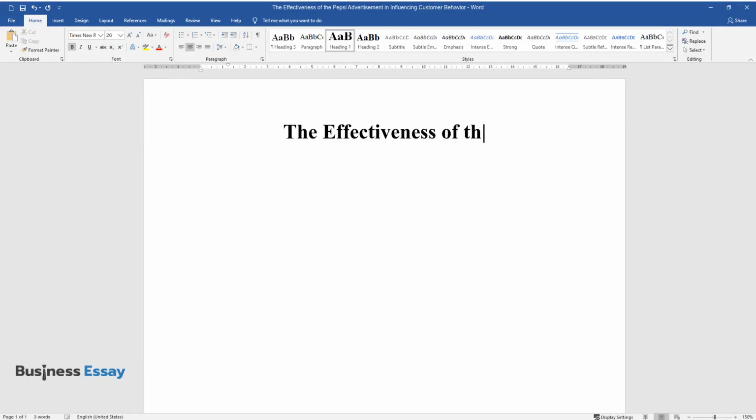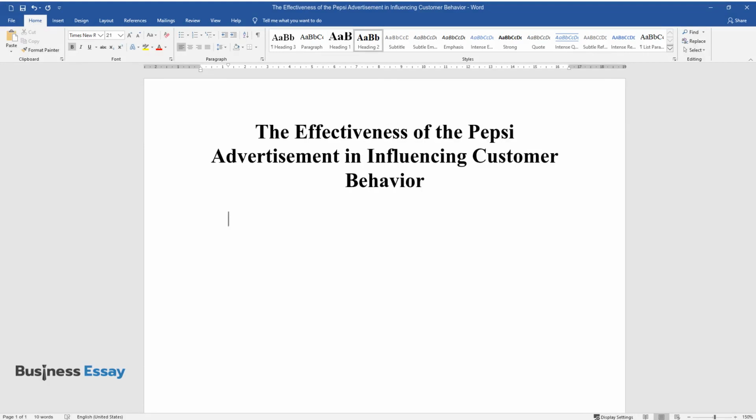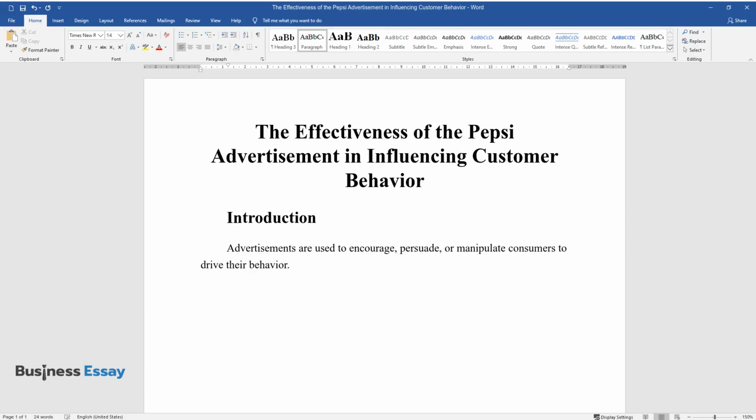The effectiveness of the Pepsi advertisement in influencing customer behavior. Introduction. Advertisements are used to encourage, persuade, or manipulate consumers to drive their behavior.